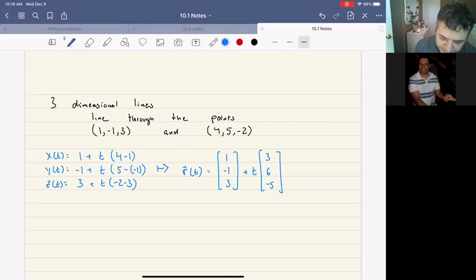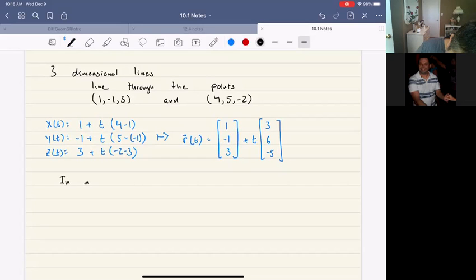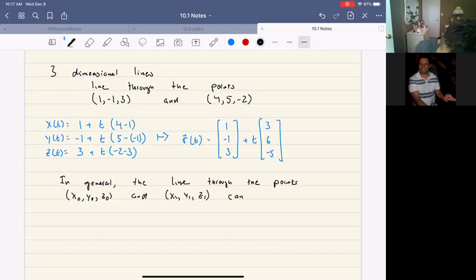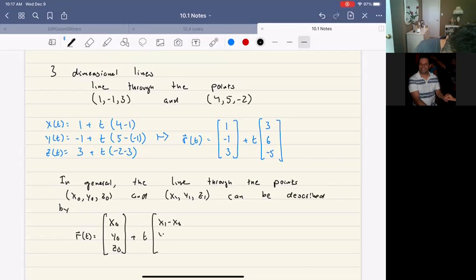So in general, the line through the points x0, y0, z0 and x1, y1, z1 can be described by r of t equals, just doing the exact same thing we just did, x0, y0, z0 plus t times x1 minus x0, y1 minus y0, z1 minus z0.